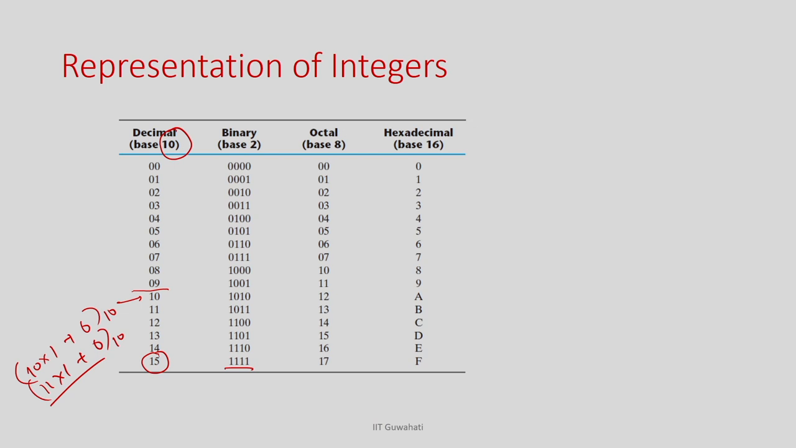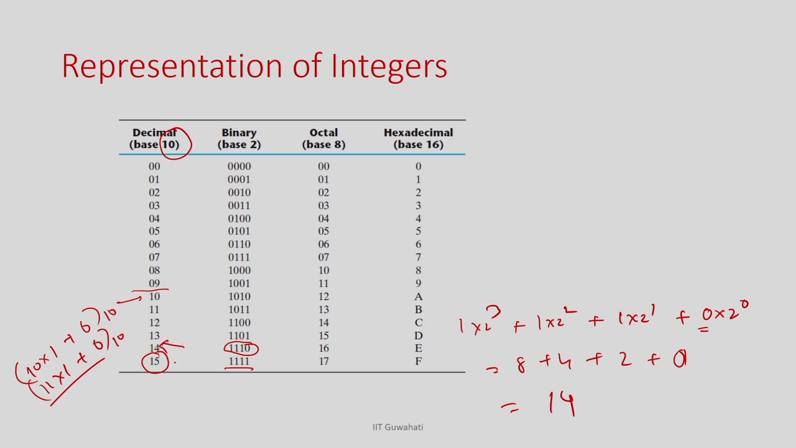So, in base 2, suppose you take this value, 1110. It means 0 into 2 to the power 0 plus 1 into 2 to the power 1 plus 1 into 2 to the power 2 plus 1 into 2 to the power 3, which is 8 plus 4 plus 2 plus 0, because there is 0 here. So it is 14. I get the corresponding decimal value 14, because I am doing this addition in base 10. So, this you have to remember. This addition I am doing in base 10, that is why I am getting 14. But this particular equation represents this binary number.